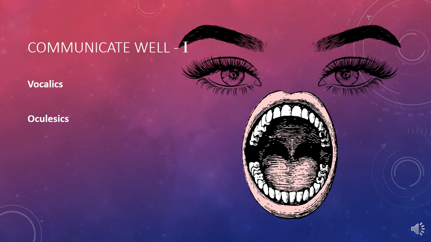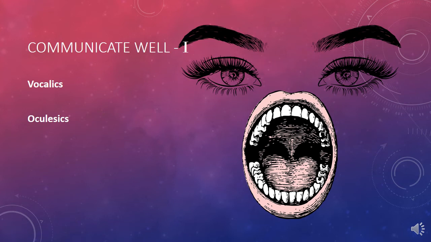Vocalics refers to pitch, how high or low you speak, and also the volume at which you speak and the speed. And oculesics is about eye contact and the degree to which you hold someone's gaze when you're speaking and you're looking at an audience member. There are ways in which those things can be perceived positively and negatively in terms of communication.